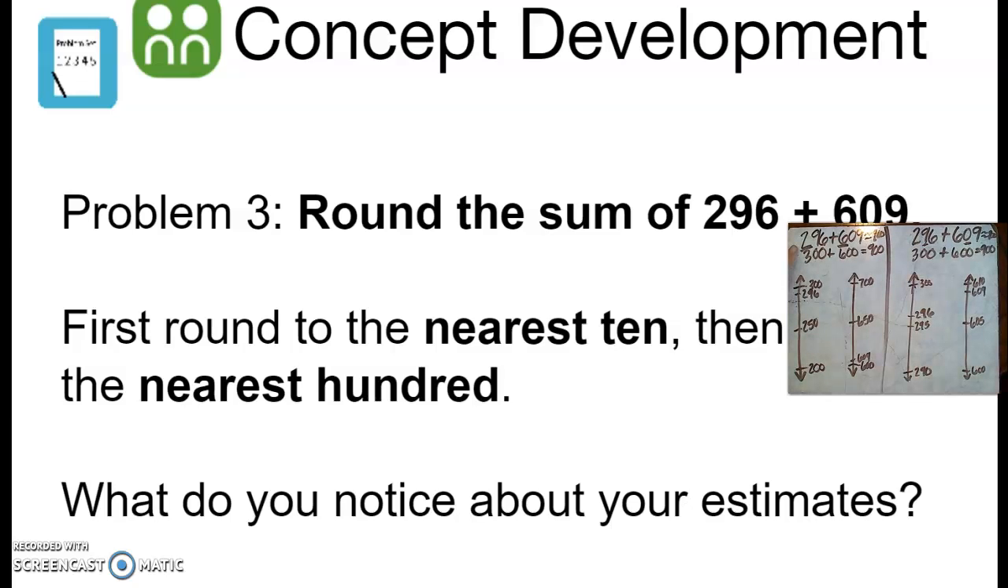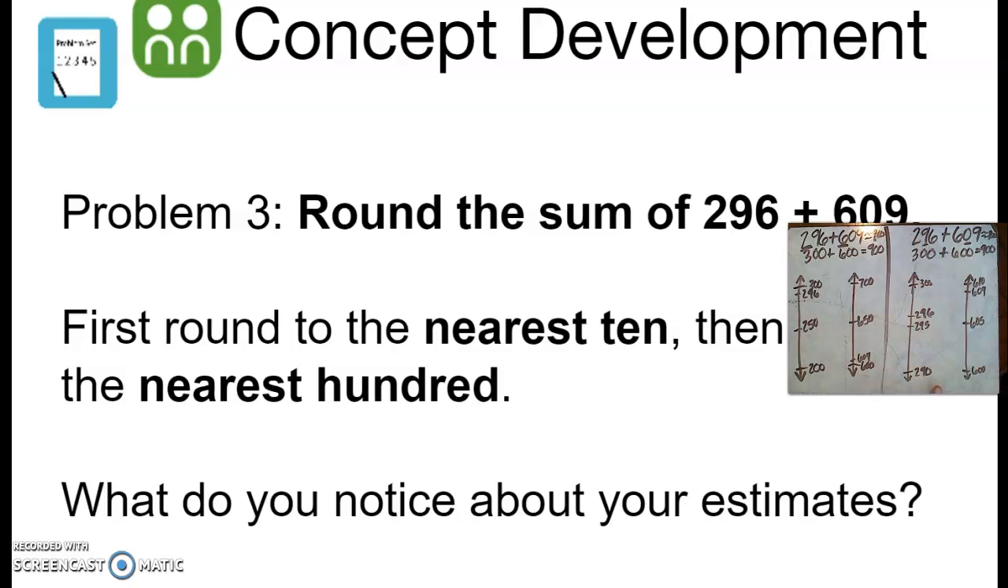But if I were to round to my closest 100, I noticed that 296 is closest rounded to 300. This is how I found that out, by using my number line. 609 is closest to 600. If I add 300 and 600, I get 900.